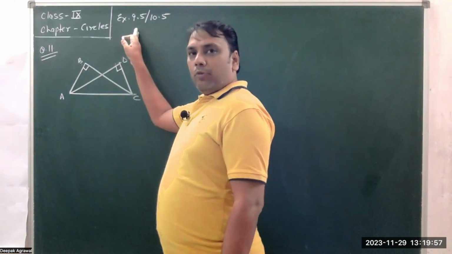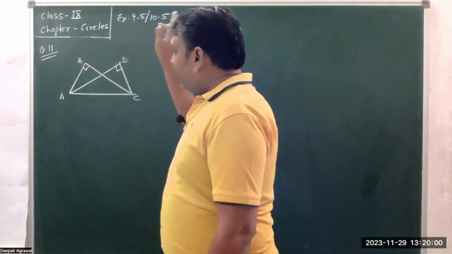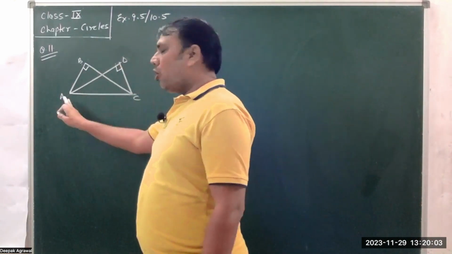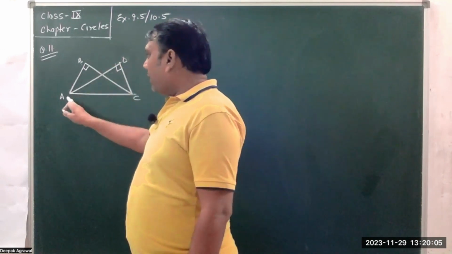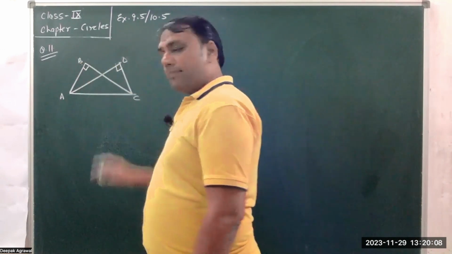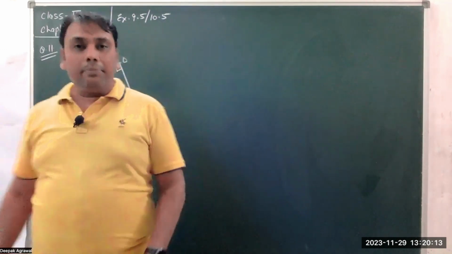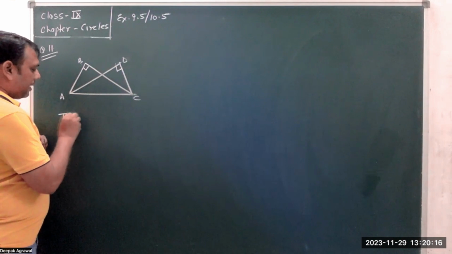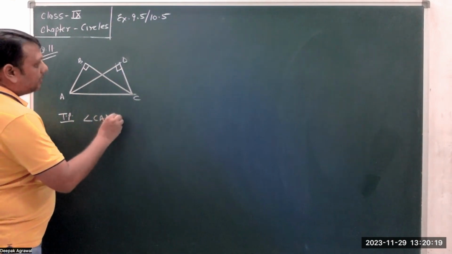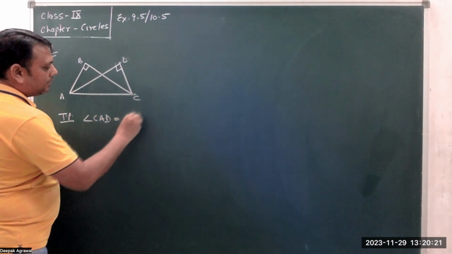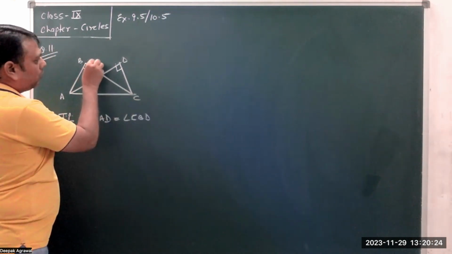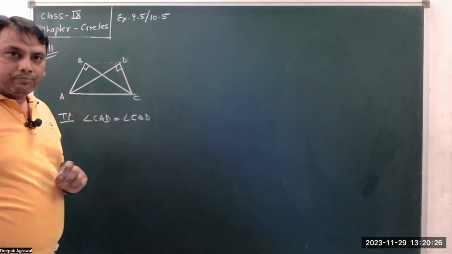Exercise 9.5 from the new book, exercise 10.5 from the old book. We have been given that AC is the common hypotenuse of two right angle triangles ABD and ADC. Prove that angle CAD is equal to angle CBD. What we have to prove? That angle CAD is equal to angle CBD. BD अभी मैंने join नहीं किया था. I'll be joining it soon.